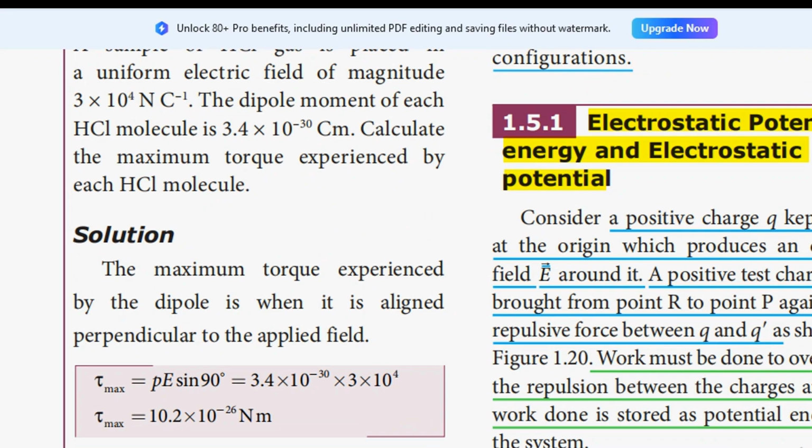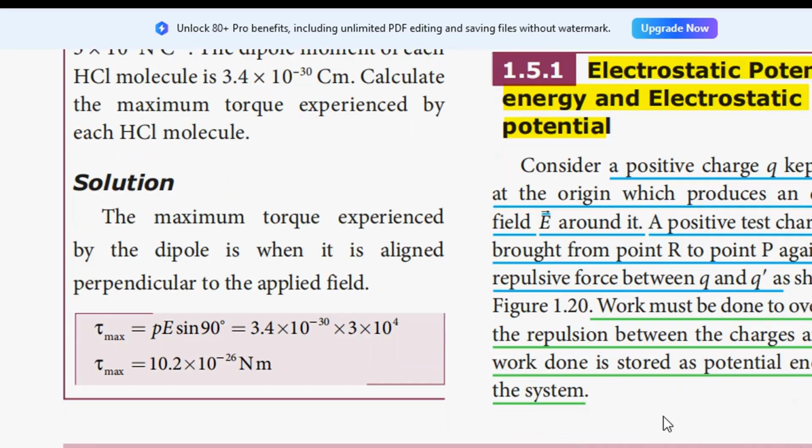Consider a positive charge Q kept fixed at the origin, which produces an electric field E around it. A positive test charge Q dash is brought from point R to point P against the repulsive force between Q and Q dash, as shown in the diagram 1.20. So work must be done to overcome the repulsion between the charges, and this work done is stored as potential energy of the system.